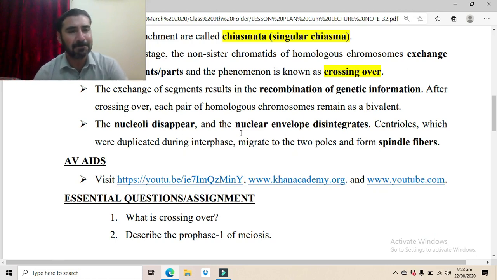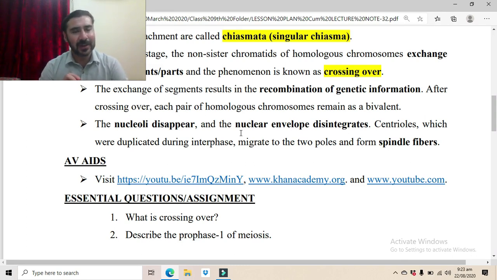So to sum up, during prophase 1, we will have a summary of the various changes which occur. In the first step, synapsis will occur. The chromosomes will come close to each other, and the homologous chromosomes, which are similar in shape and size, will form pairs. Secondly, they will attach with each other at certain points, and that point of contact is known as chiasmata.